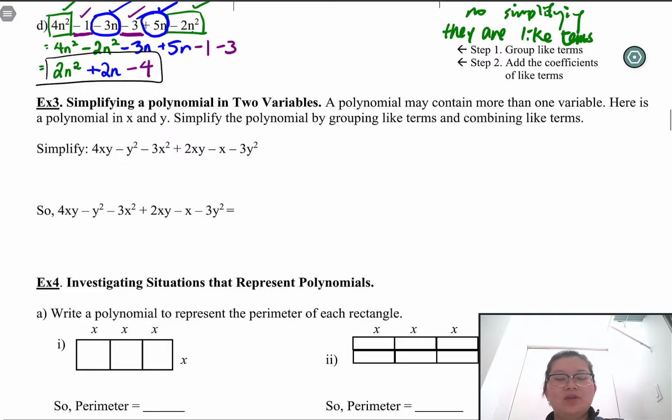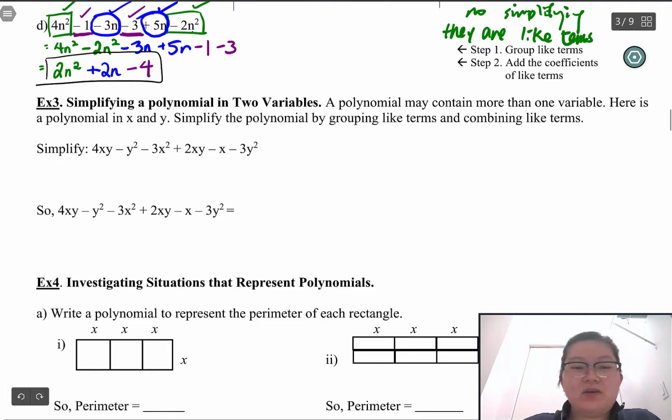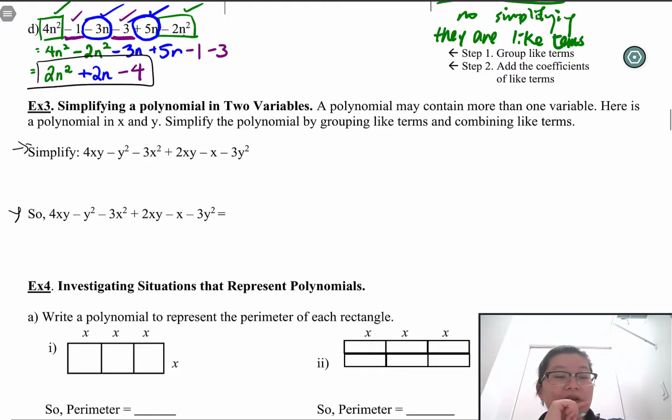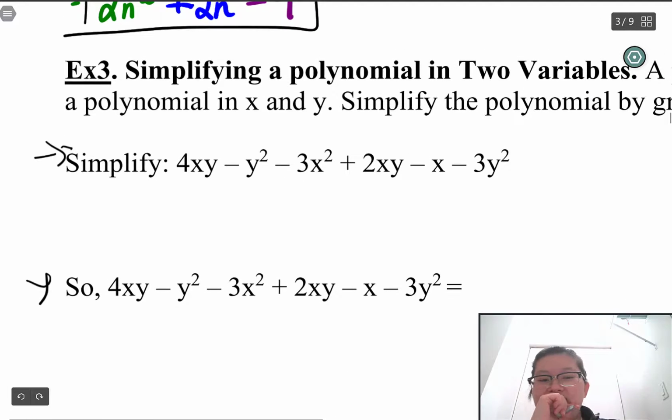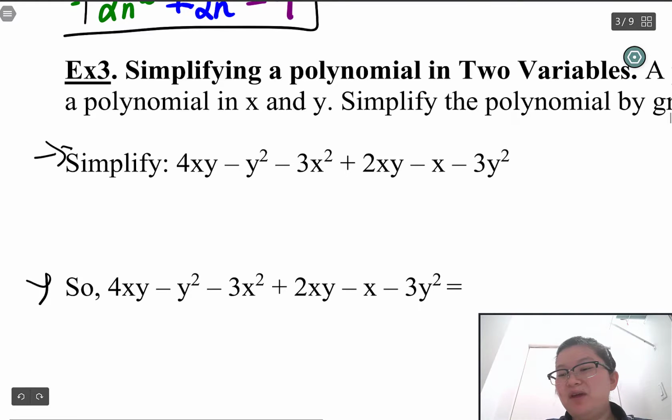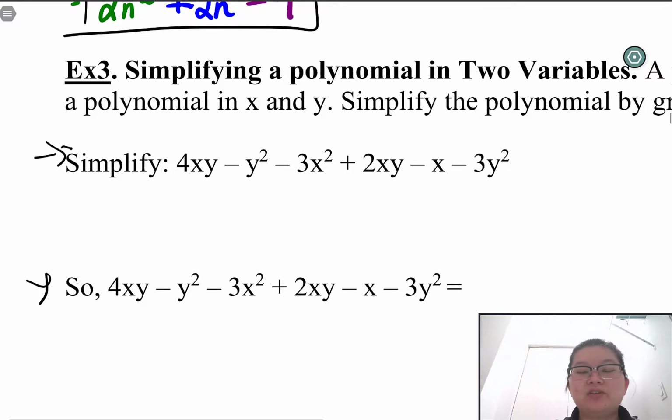Simplifying a polynomial in two variables. Here we go. These are actually the same question here, so we just have to simplify one of them. The only thing about this one is that it has two variables, x and y, as opposed to just the x, which shouldn't bother us at all. Remember, we are still able to determine which ones are like or unlike terms.